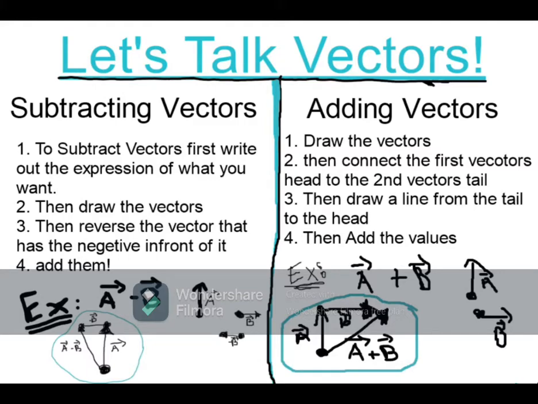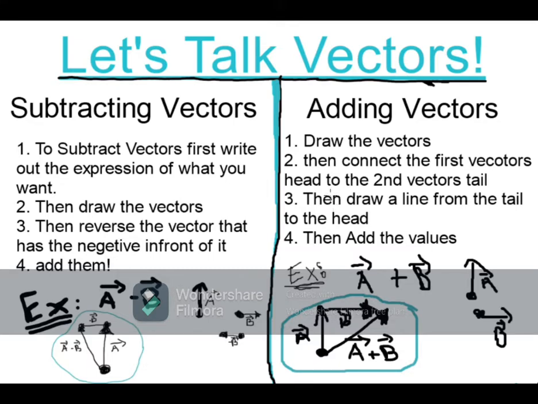Okay, now let's talk about vectors. With vectors you can do two things: adding them and subtracting them. Let's go over adding first, since subtracting requires you to know how to add. For adding vectors, there are 4 steps. First, you have to draw the vectors based on the magnitude and direction in the expression you get. Then you have to connect the first vector's head to the second vector's tail, and maintain the same magnitude and direction.